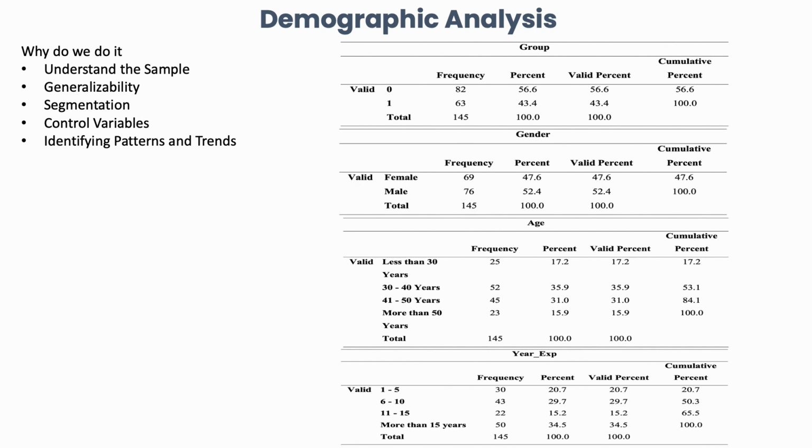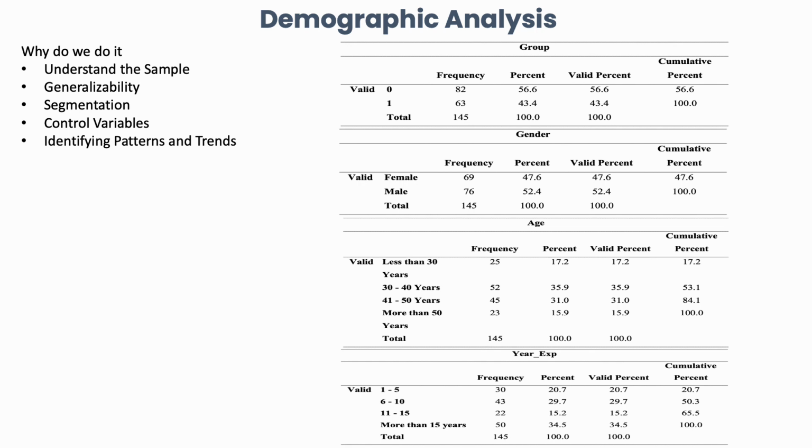Next one is control variable. In research studies, demographic variables are often used as control variables. This allows researchers to investigate the relationship between the independent and dependent variable more accurately by controlling for potential confounding factors. The final one is identifying patterns and trends.